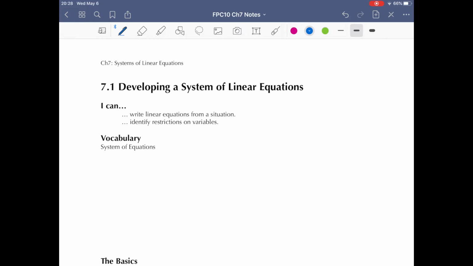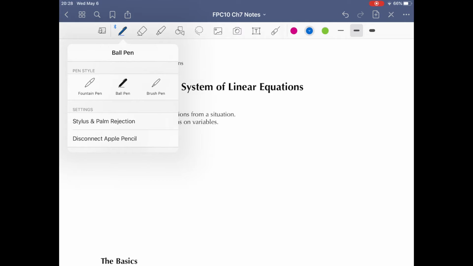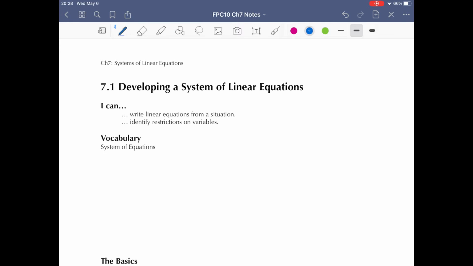The first vocabulary is, what is a system of equations? A system of equations is two or more related equations. How are they related to each other? Well, they're related to each other by whatever the question says. I'm going to give you two examples, two equations. We're going to say that they're related, and all we have to do is say these two equations are my related system.